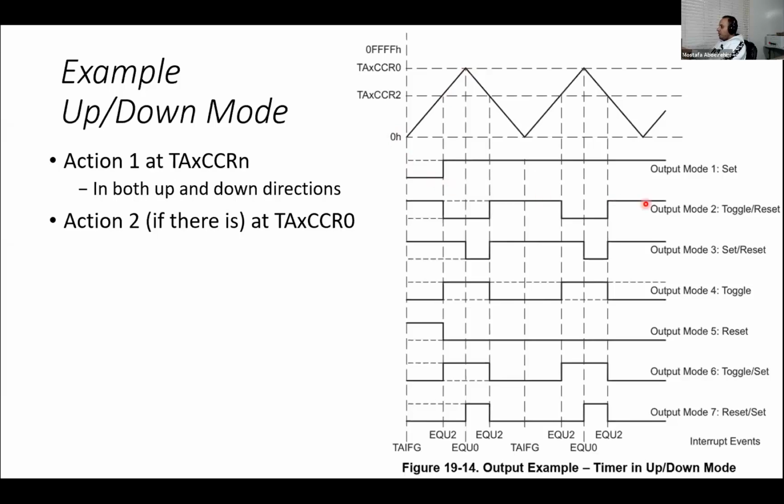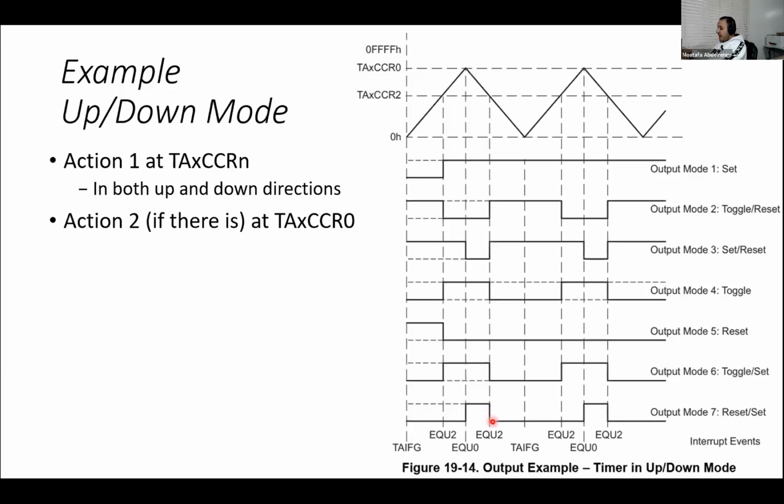Okay, so for example, let's take one example, and you guys do the rest. Let's take, for example, reset and set. So we reset with CCR2 in that example, and we set with CCR0. So here we reached CCR2 in the up mode. We should reset. The output was 0, so it will not change. We reset it, make it again 0. Then we set with TxCCR0, so from 0 to 1.